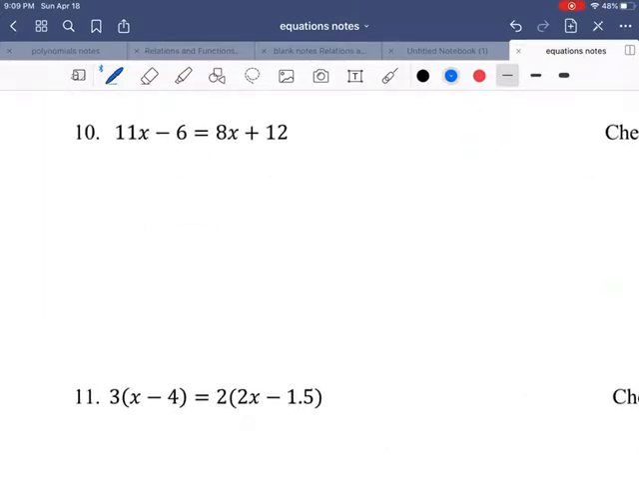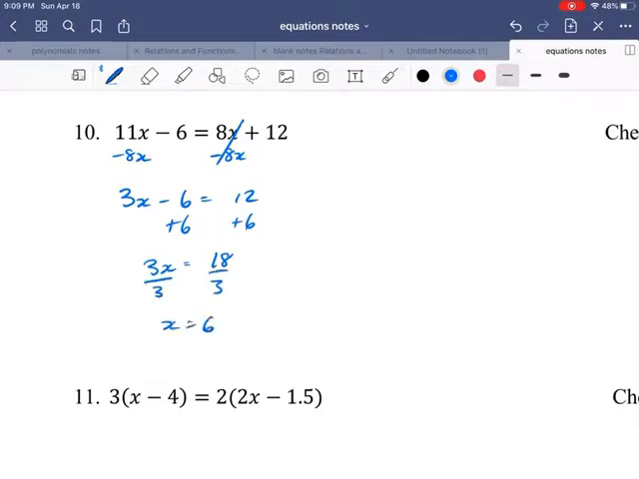Here's another example, 8x or 11x. Well, 8x is less, so let's start with subtracting 8x. 3x minus 6 is equal to 12. And if you add 6, we get 3x equaling 18. And if you divide by 3, you get x equals 6.